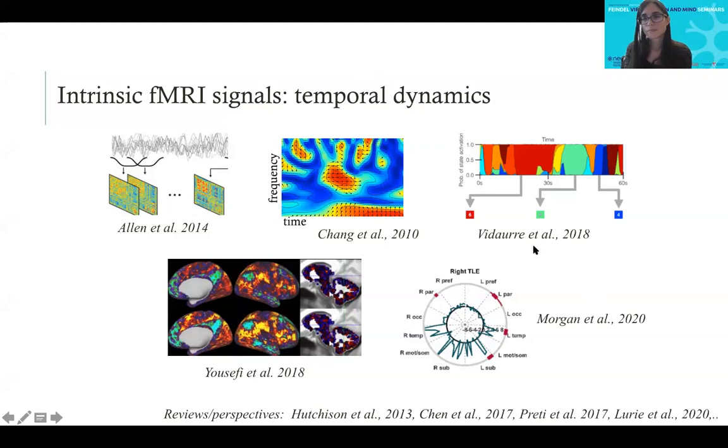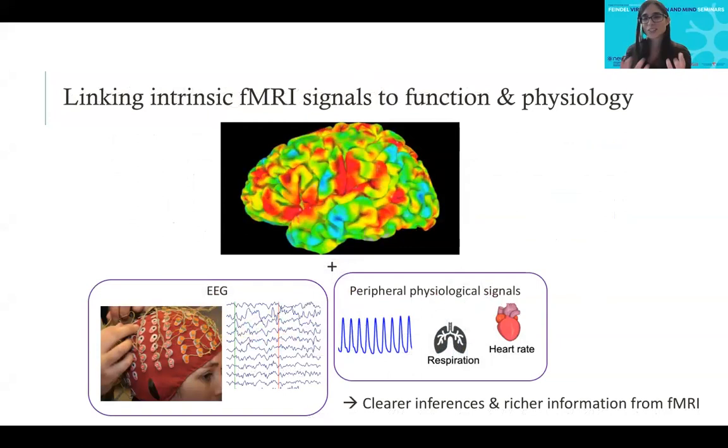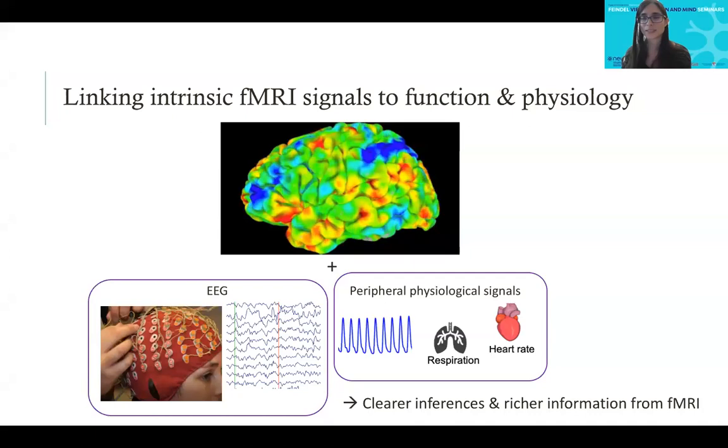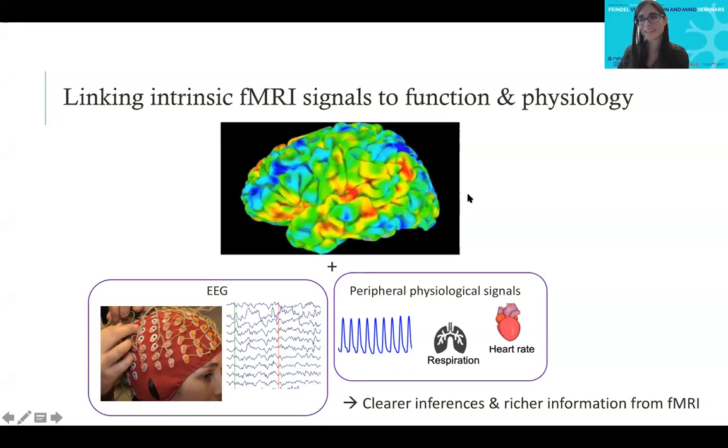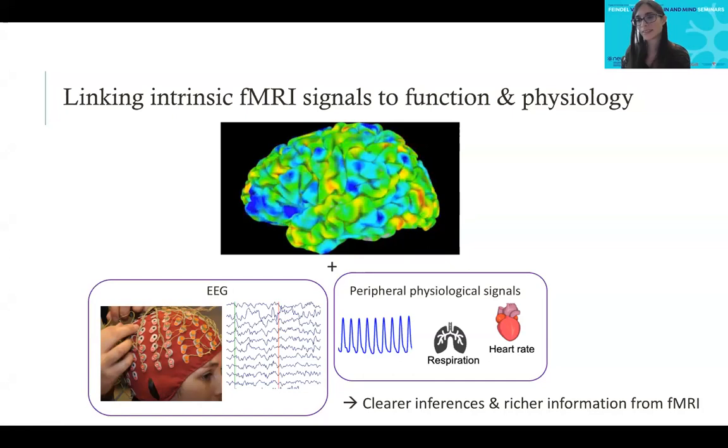So we can start to probe these dynamics and see really interesting signal patterns when we explore the data like this. But at the same time, there are still a lot of unanswered questions about what exactly these moment-to-moment signal changes mean. In other words, what are the sorts of neural and physiological sources or processes that are shaping the dynamics we observe at any given moment?